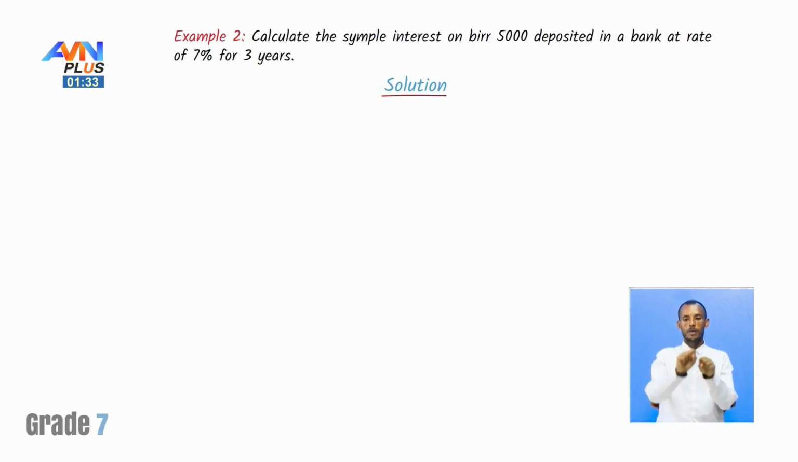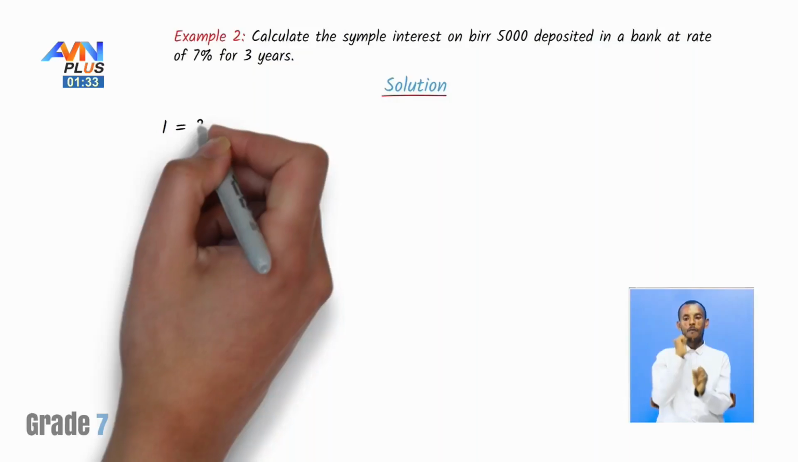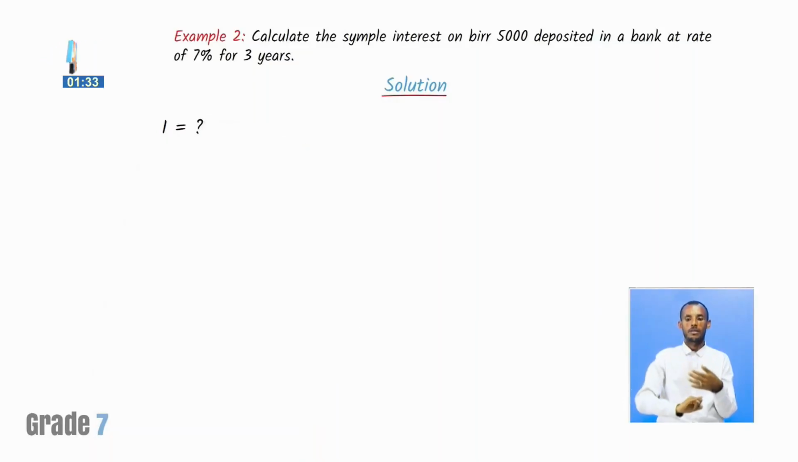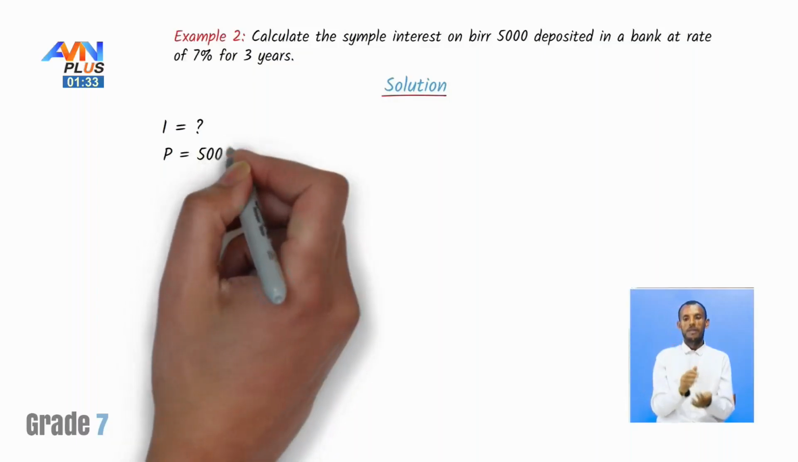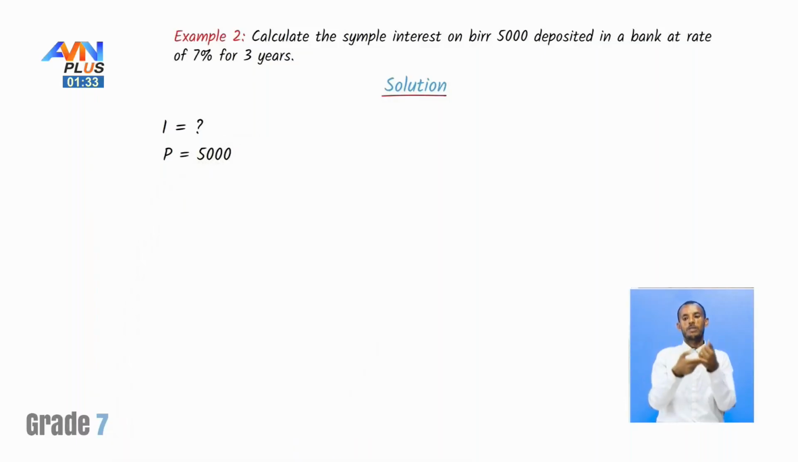So, we are asked to find the simple interest on birr 5,000. This 5,000 is the money deposited in a bank, so we call it the principal. The principal is given. It is 5,000.